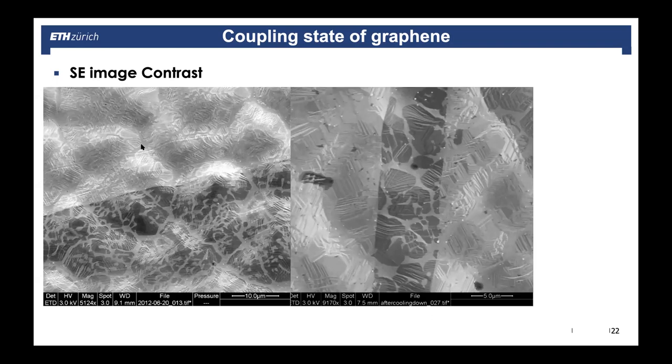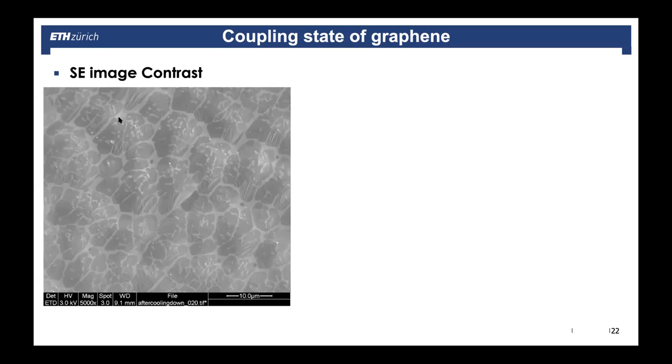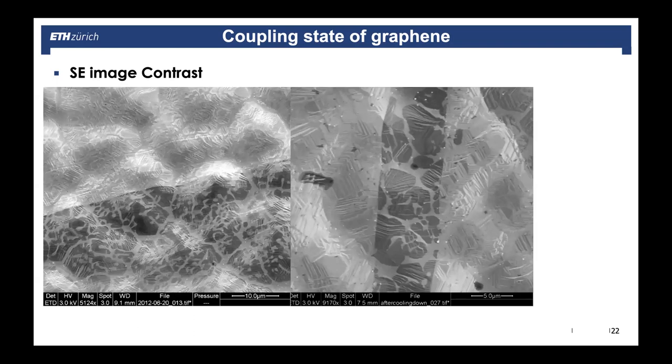They even look a bit brighter than the copper. And on some other grains, they were still quite dark. This is like before, the contrast of graphene was just some kind of gray level. And after exposing to air and leaving them for a few days and putting them back in the microscope, we saw that on some grains, the graphene was still darkish. And on some other grains, it didn't show much contrast.